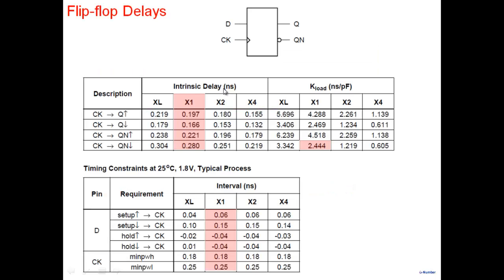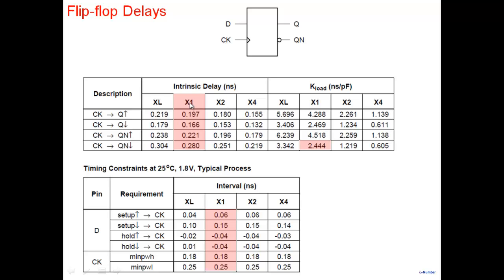So this is an example of a D flip-flop, and these are the delay values that are listed for a D flip-flop for 180 nanometer CMOS technology here. And there are different kinds of D flip-flops of different strengths. So we'll concentrate on a flip-flop with 1x strength here. This is a flip-flop with higher strength.